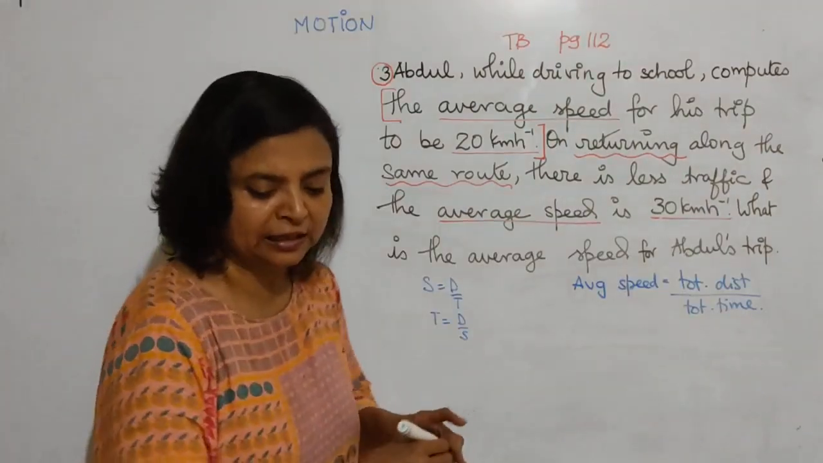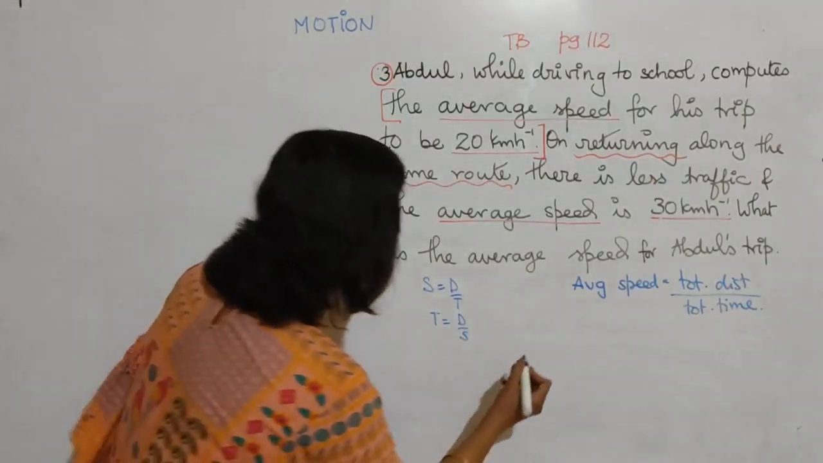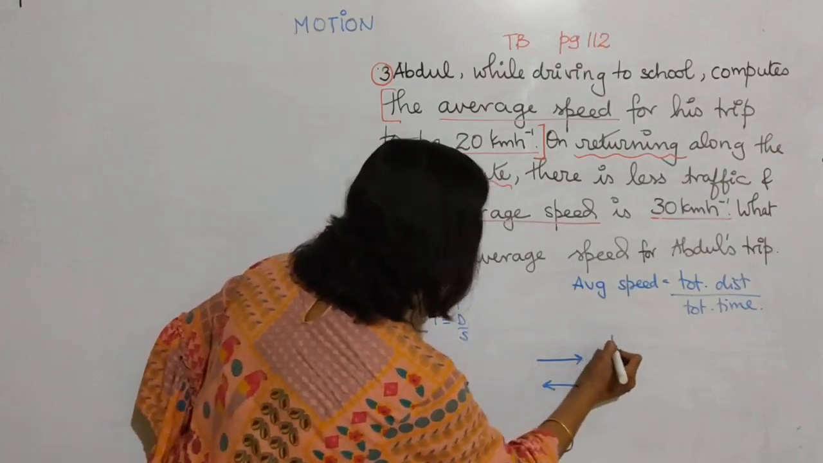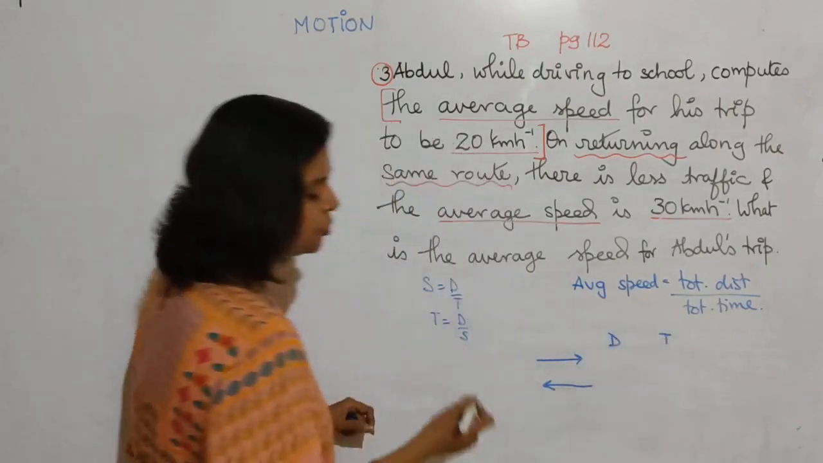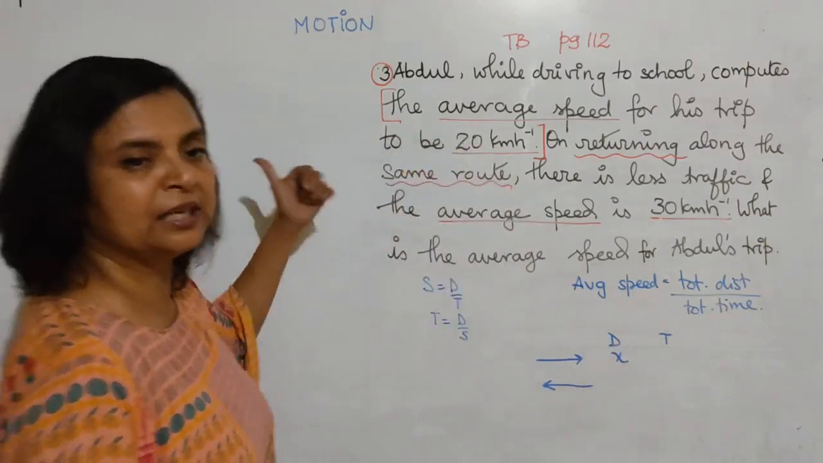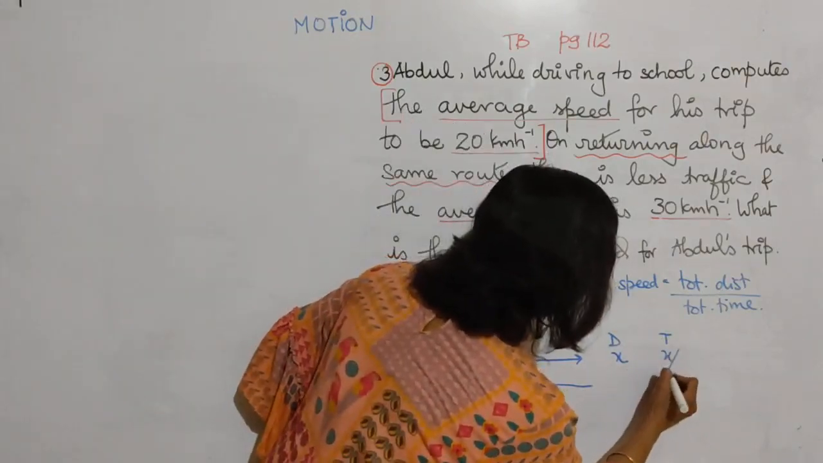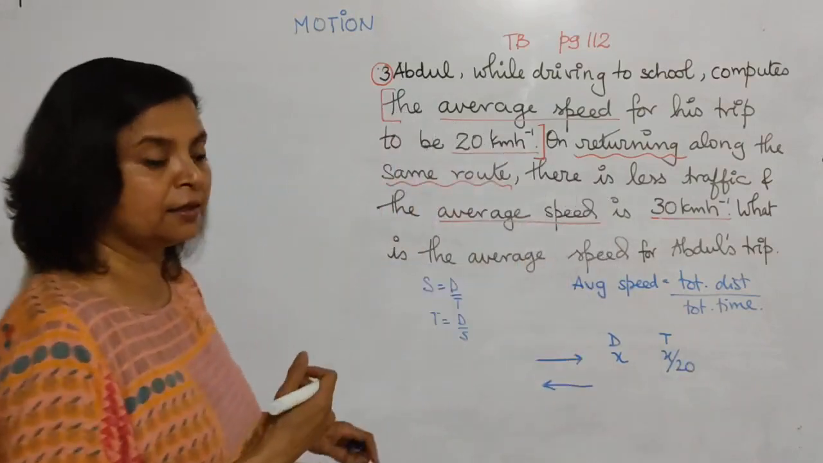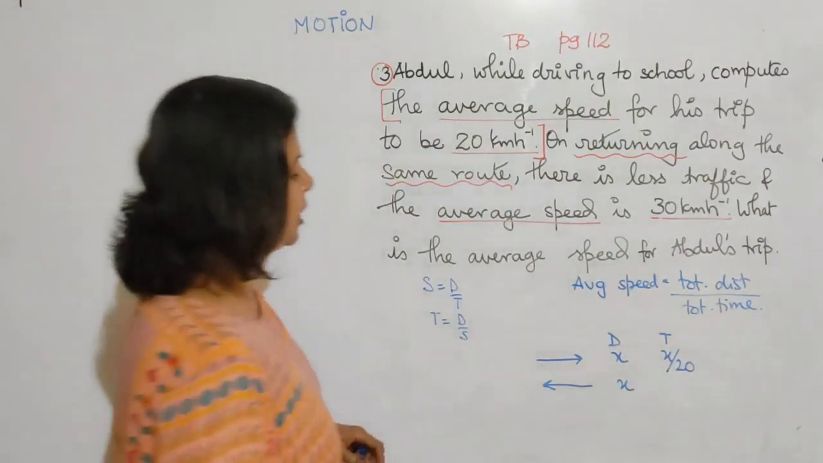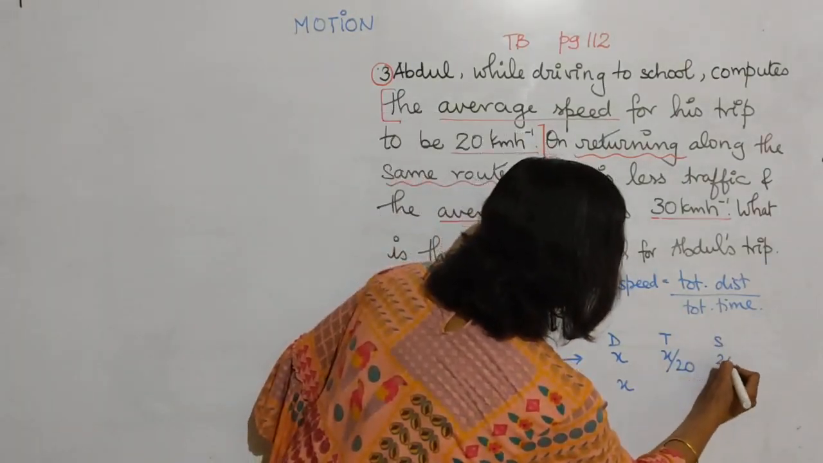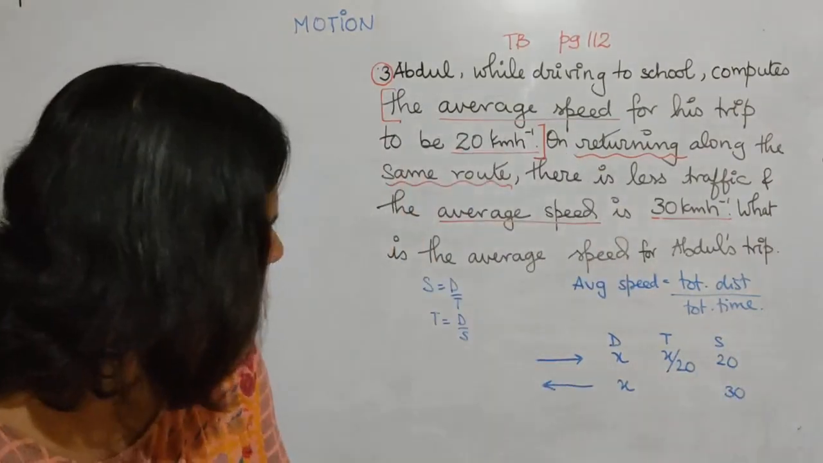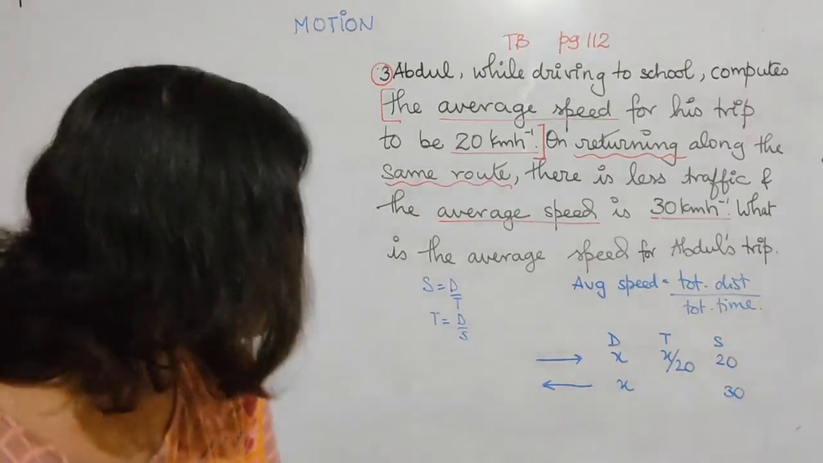So let us put the data in a tabular form, like while going and while returning, the distance and the time. So जाते समय distance x or time x by 20, which we calculated just now. While returning, distance is x. We need to calculate the time. And the speeds, as we know, they are 20 and 30.